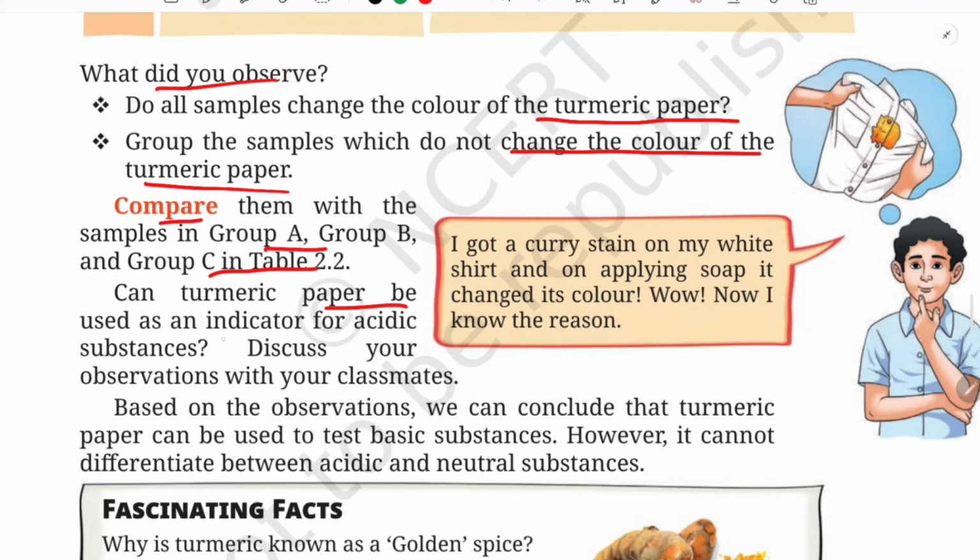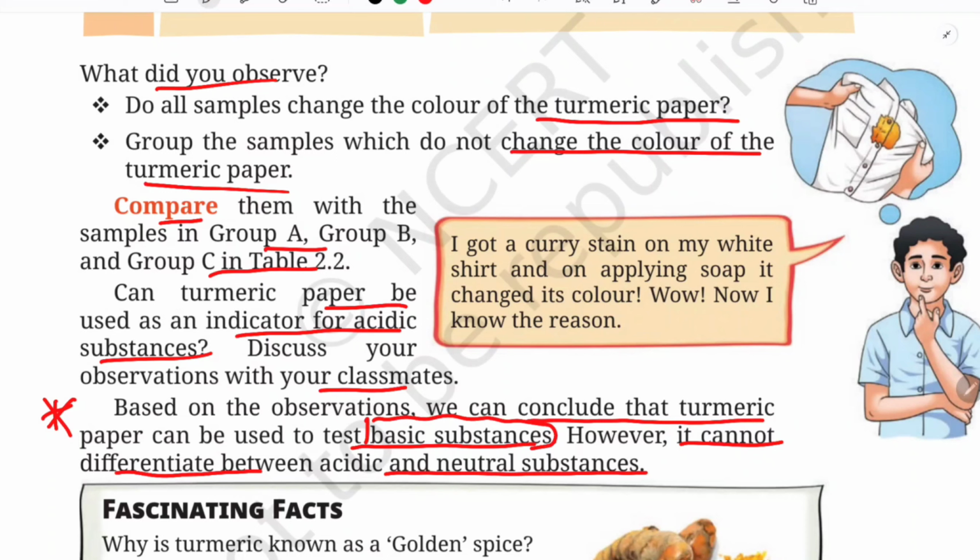Can turmeric paper be used as an indicator for acidic substances? So what is your observation here? It cannot be used. Discuss your observation with your classmates. Based on the observation, we can conclude that turmeric paper can be used to test basic substances. However, it cannot differentiate between acidic and neutral substances. So this is important. Try to remember this one. Try to understand this also. That is, turmeric paper can be used only to test basic substances, and it cannot differentiate between acidic substances and neutral substances.